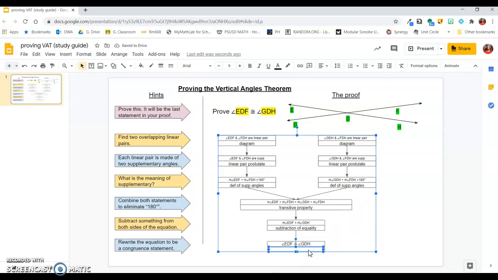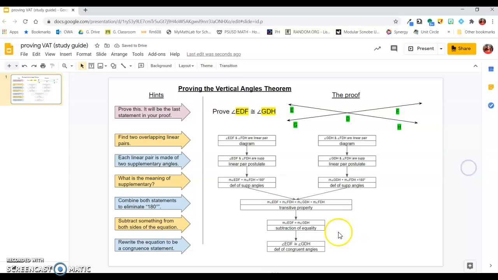Finally, I've reached my final statement. How do I know that those are congruent? Because of the definition of congruent angles. I would double check that it says EDF, GDH, which it does here. Double check EDF, FDH, EDF, FDH, double check GDH, FDH, and we're done.